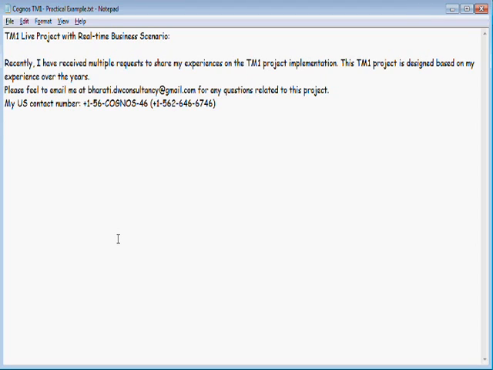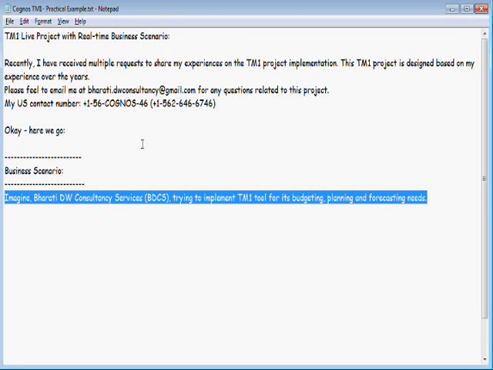I will try to keep this project at a very practical level. We will not discuss any kind of theory things, and we want to make sure that people understand the practical implementation from a project perspective. So here we go. Let's understand the business scenario for this project.